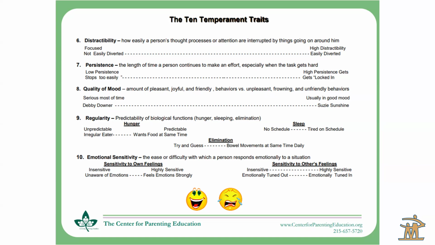So when you look at all those different temperament traits, you can see how parenting has to be different for some children. Teaching has to be different for some children. We need to be flexible enough to understand children, to know where they are on that kind of grid for their temperament traits, and to really respond in a way that is best for them.